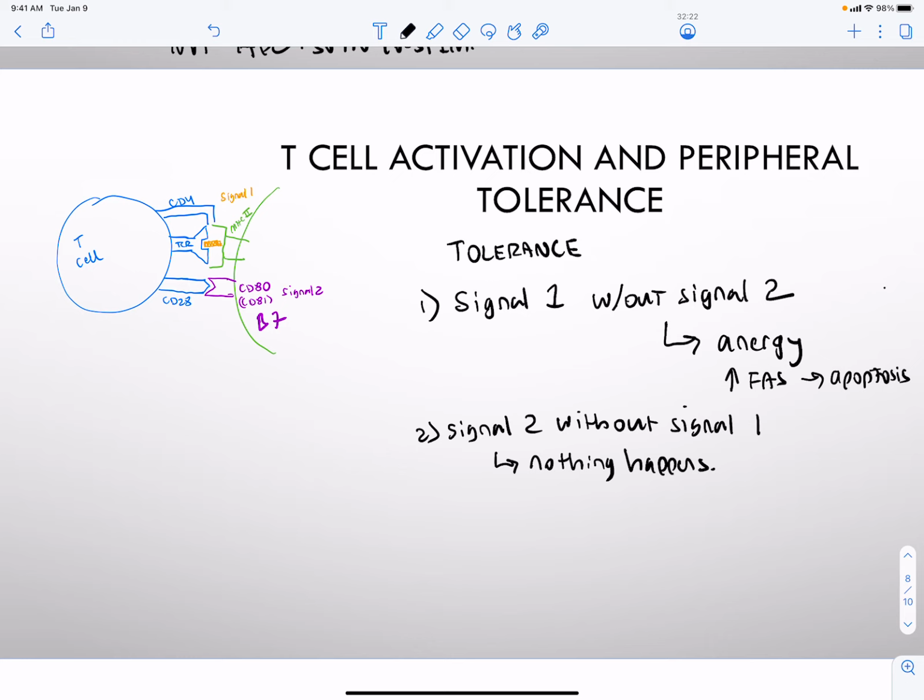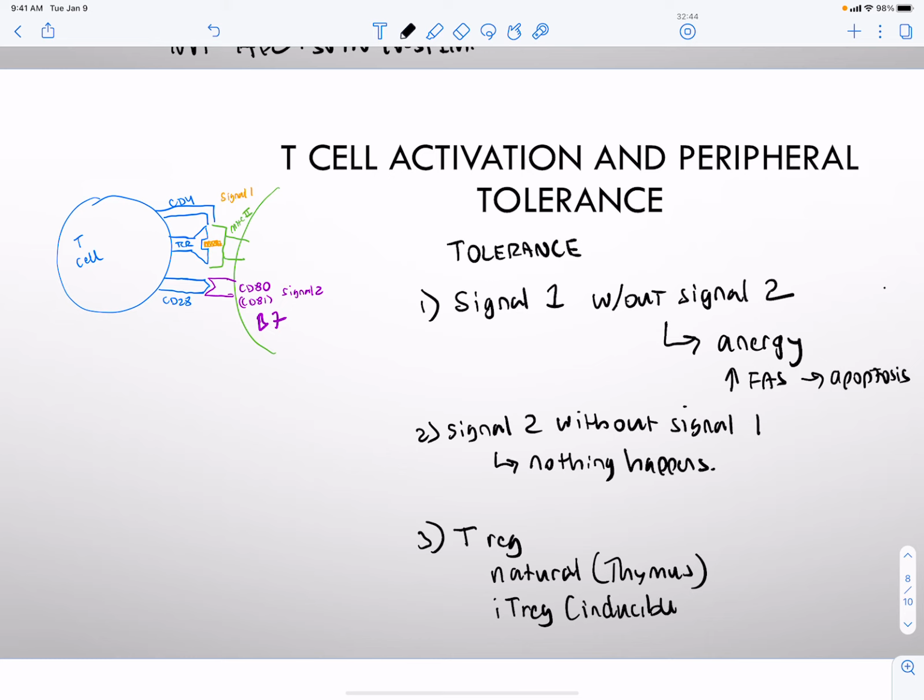Now there's also Tregs. And so we have our natural Tregs, and these came from the thymus. And then we have our inducible, or our iTregs, and this is in the periphery. Now, one thing to keep in mind about tolerance is we have central tolerance, and we have peripheral tolerance.